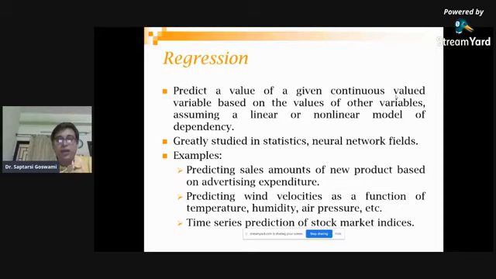It can be predicting wind velocities. Some of my students were working on sports analytics. They worked on a problem in an IPL auction, what should be a good price for a player. This is available as a conference paper. If you want to look at it, you can definitely look. But the idea is that you are predicting a variable which is continuous in nature.